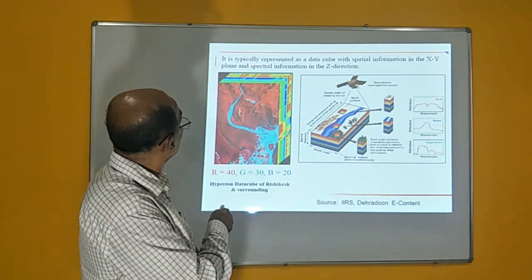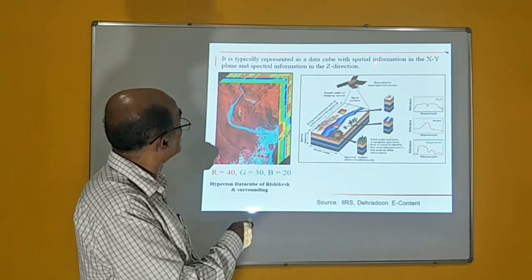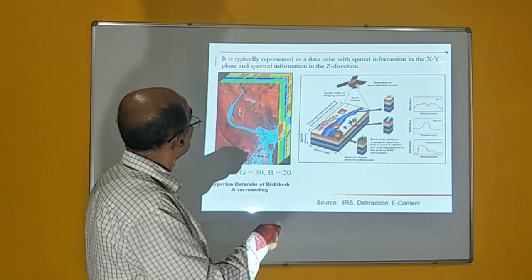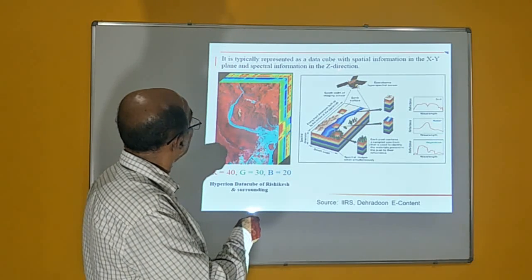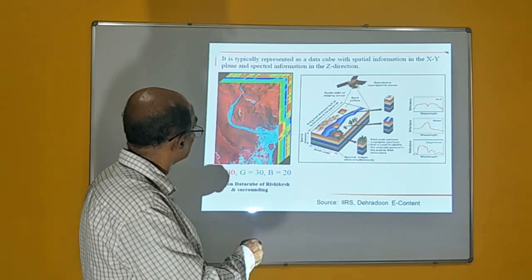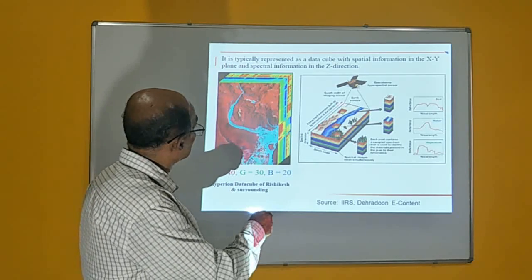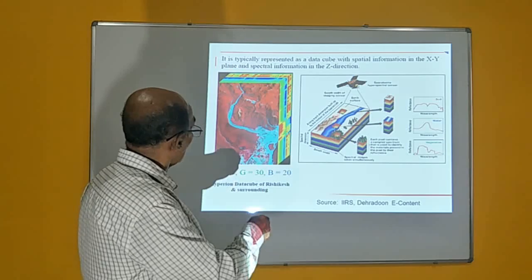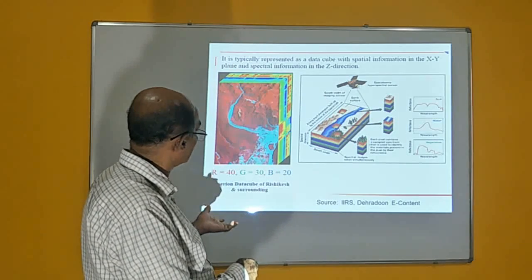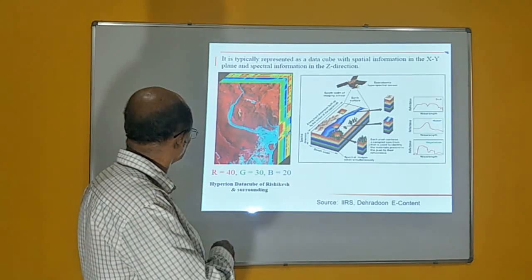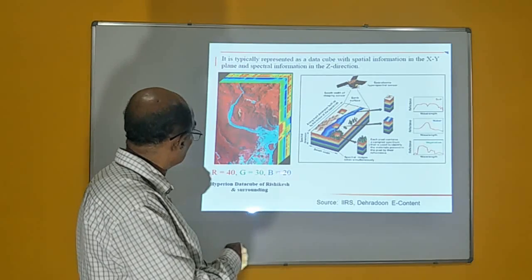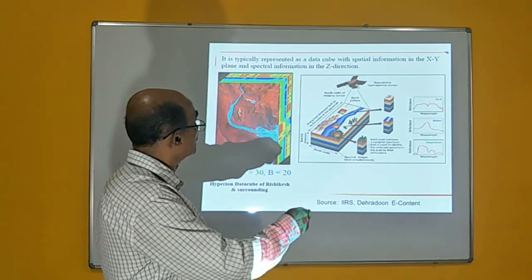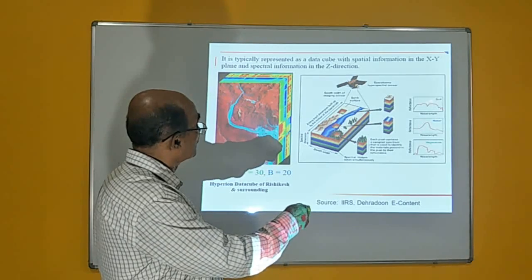It is typically represented as a data cube with the spatial information in the x and y dimension, that is the x and y plane, and spectral information in the z direction. You can see here the spatial, the minimum area of the ground which can be resolved by a sensor, and this is the number of bands. Yes, you have hundreds of spectral bands. See, red, green and blue. By combining these, you can generate a color composite, and here you can see the spectral reflectance curve.